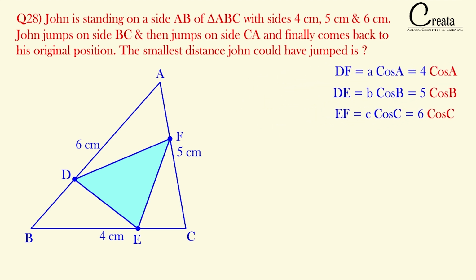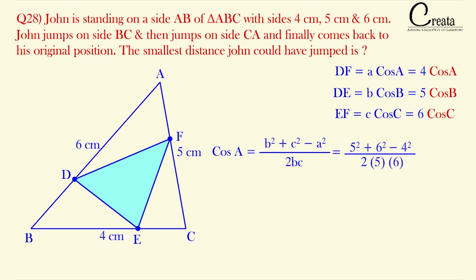We know the three sides of the triangle, so we can easily calculate the three angles by using the cosine rule. That is cos A is equal to (b square plus c square minus a square) upon 2bc. We know all the three sides of the triangle. Let's put the values. We got cos A as 3 by 4.